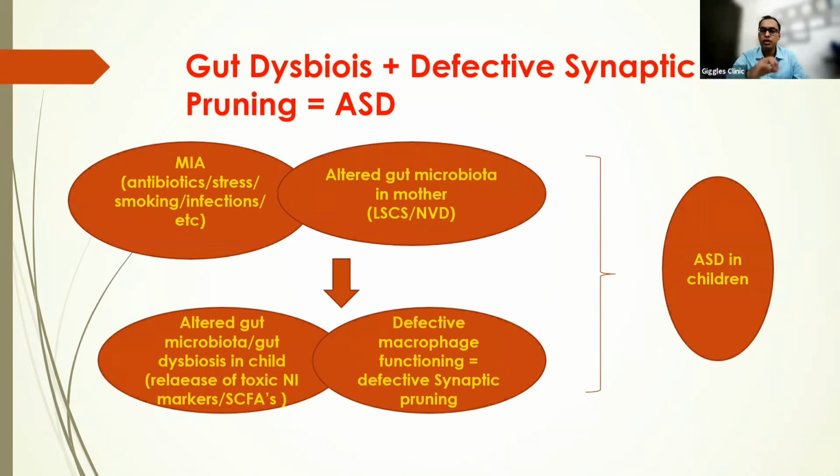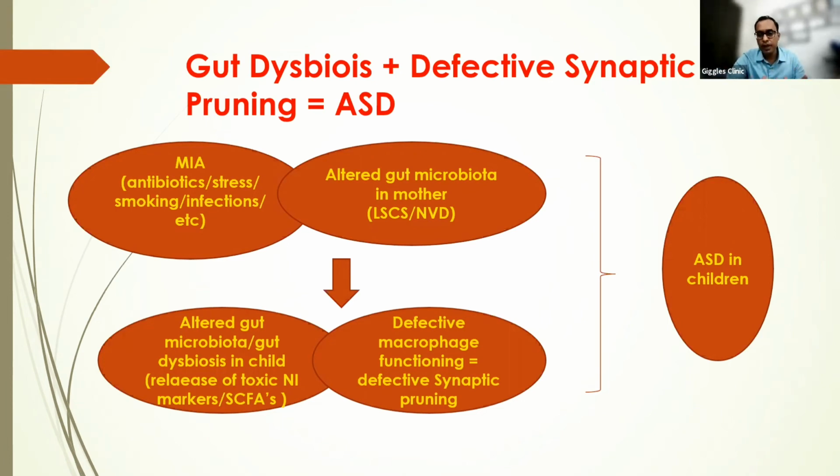Defective synaptic pruning means unwanted connections which should be eliminated are not eliminated. That is why even a simple sentence given to the child might cause stimming or sensory overload. He might run away, he might not be able to listen. So in that case, we start following discrete trial treatment. Give one thing at a time. Wait, look for the eye contact. So all these pictures can land up into autism.